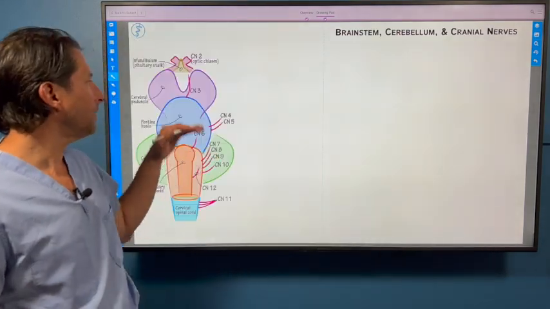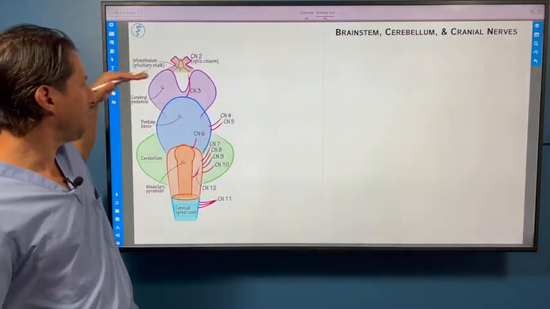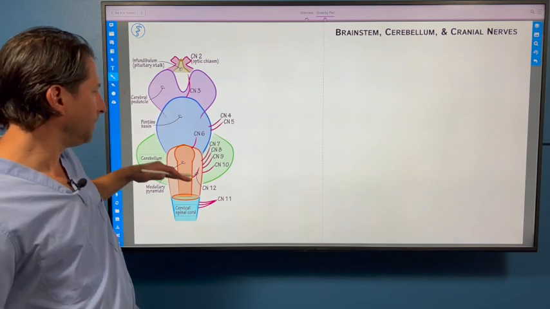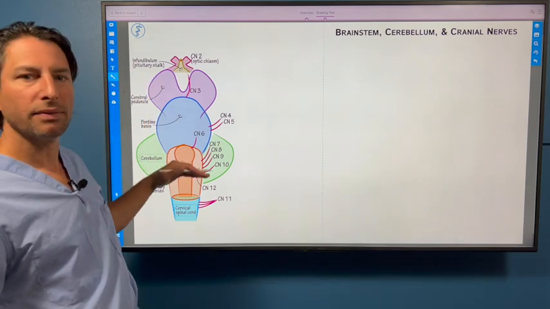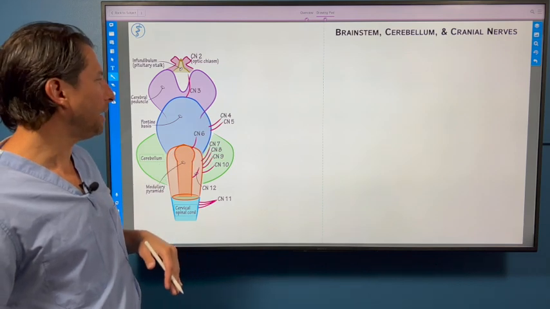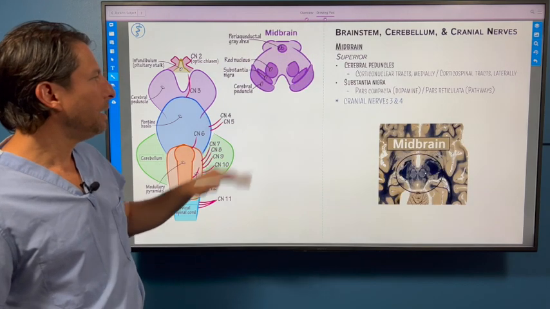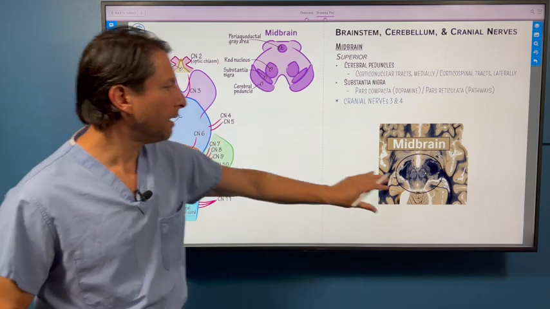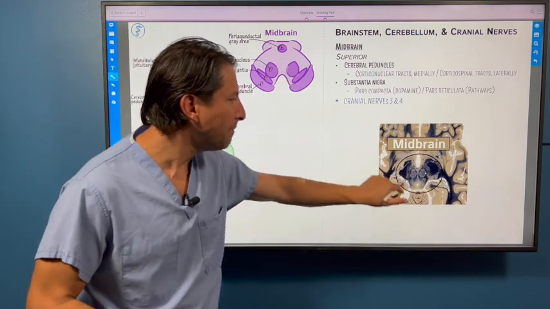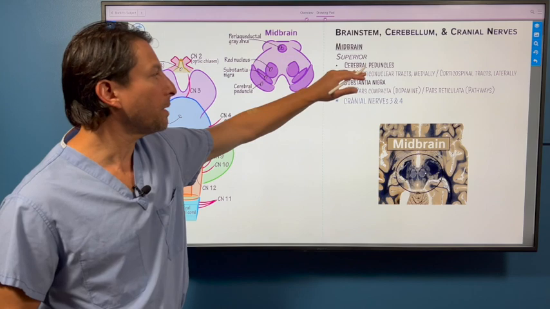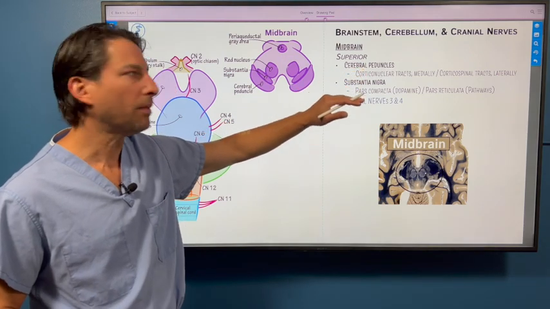This is just a helpful illustration for top to bottom, midbrain, pons, medulla, and then the organization of the cranial nerves emanating out from the brainstem. Midbrain here, this has these Mickey Mouse ears. So the cerebral peduncles carry these descending motor fibers.